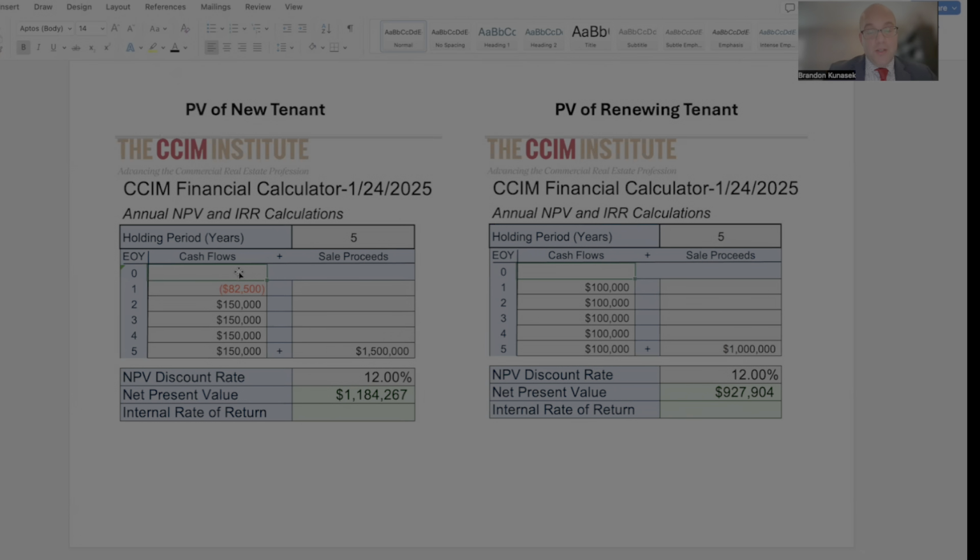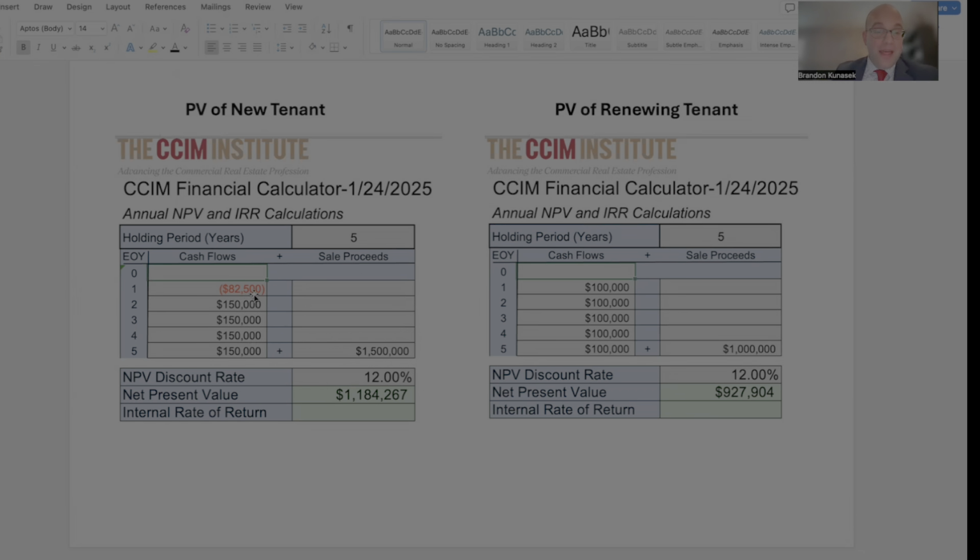So essentially, in year 0, we don't have any cost. In year 1, again, this is the present value of a new tenant scenario. In year 1, we've got $82,500 in costs that we're going to have to pay out as the owner of that building to get it ready to factor in all those things. That's 6 months of vacancy, the tenant improvements, the leasing commission. That's that $82,500 cost that we are going to incur.